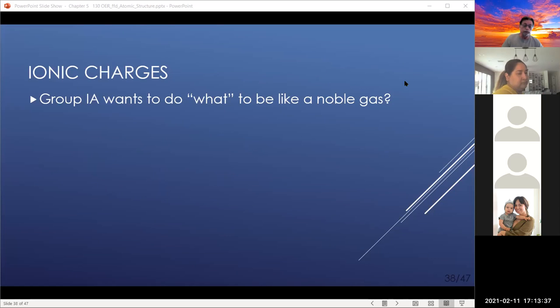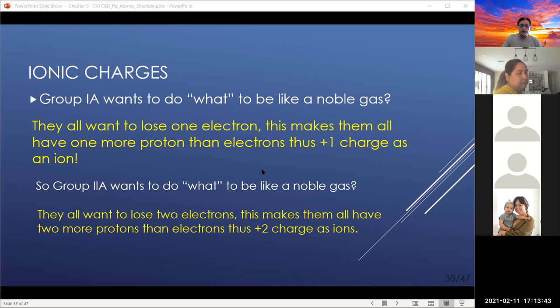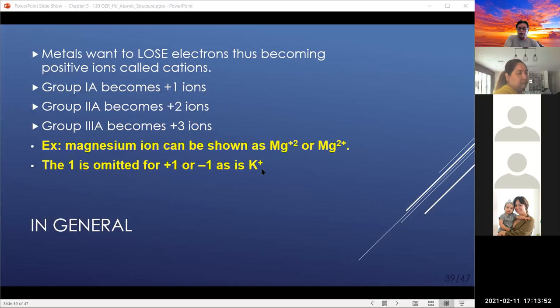All right, so where are we at? So these are the ionic charges we're talking about. I told you earlier in that periodic table, group 1 and group 2 are always going to be a +1 and a +2 ion, and the ones in group 3 will be a +3 ion. Those are the metals. All those guys are metals. Those are their respective ions.